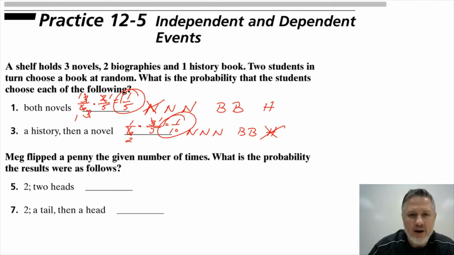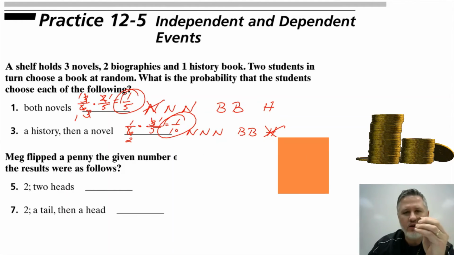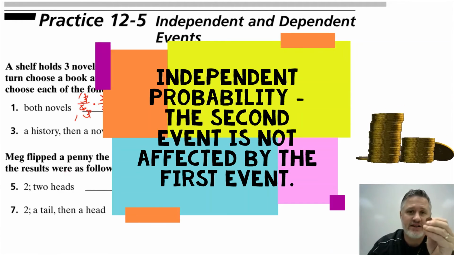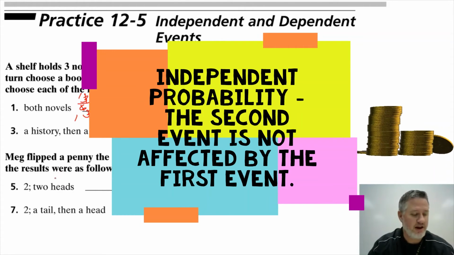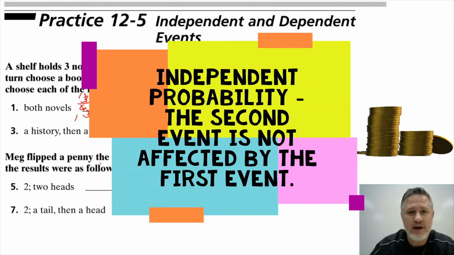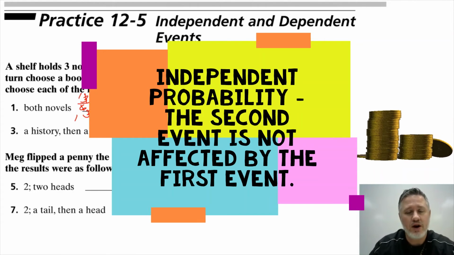All right, Meg is flipping a coin. Now, a coin only has 2 sides. So this is going to be an independent event. The fractions are going to be the same every single time, because you can't take away sides of a penny like you can take a book off a shelf.